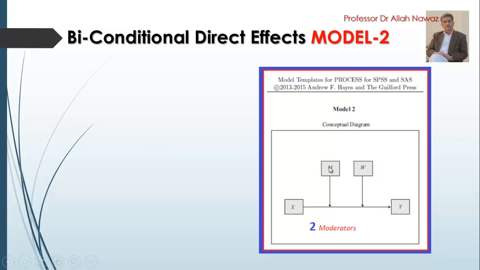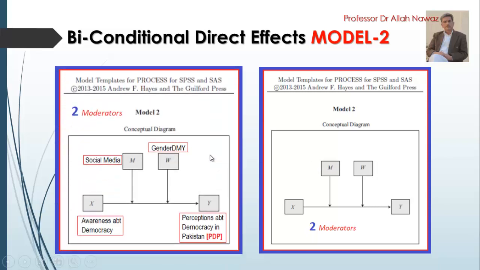X and Y relationship is affected by M and W as moderators, and we are using a database in which there are four variables: awareness about democracy, perceptions about democracy in Pakistan, and this relationship of X and Y is moderated by M moderator, the social media, and the W moderator. We have used gender and dummy coded it for this purpose.